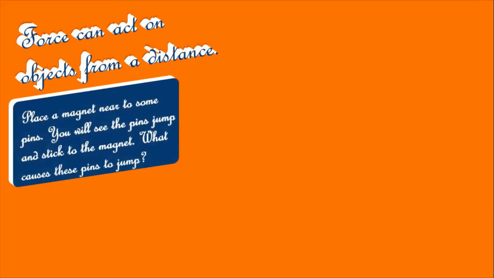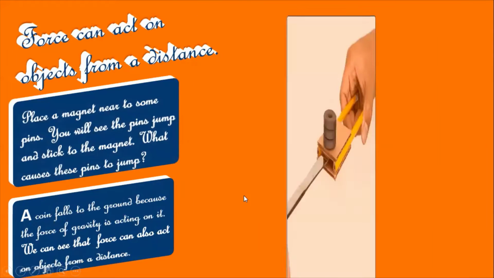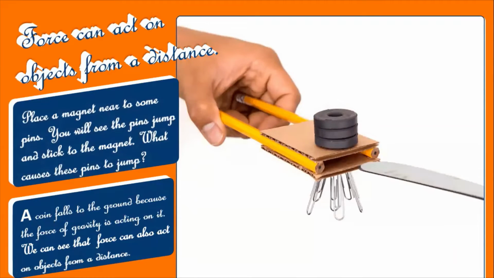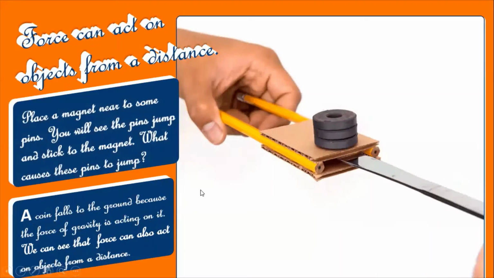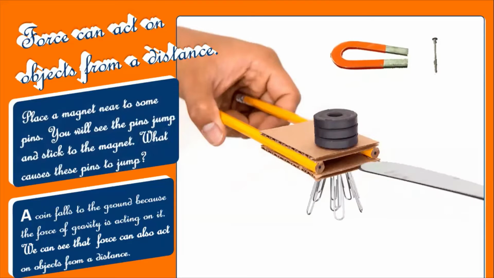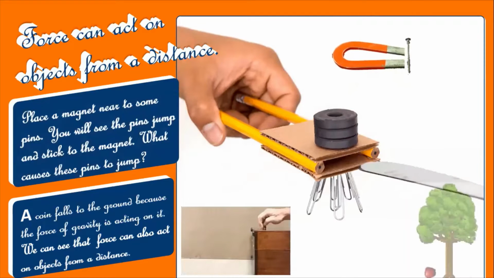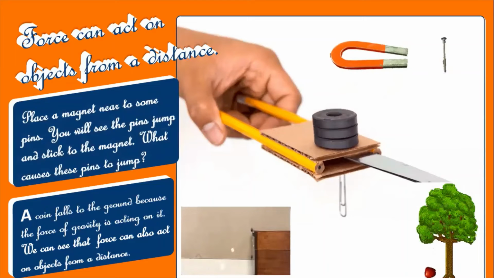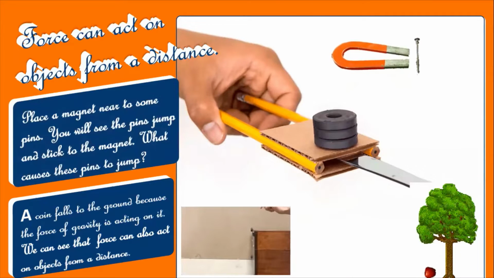So the question always comes to our mind. Even in unit number 7, we discussed the magnet and magnetic force. From that unit, we know that if you place a magnet, some pins jump toward it. It is due to the magnetic force. That is called magnetism. Similarly, the coin falls to the ground because the force of gravity is acting on it. We cannot see the forces, but we can observe their effect. These are the forces that can act from a distance.